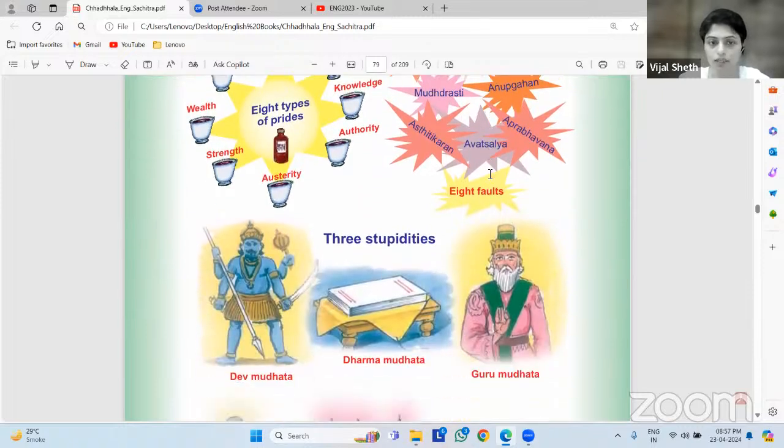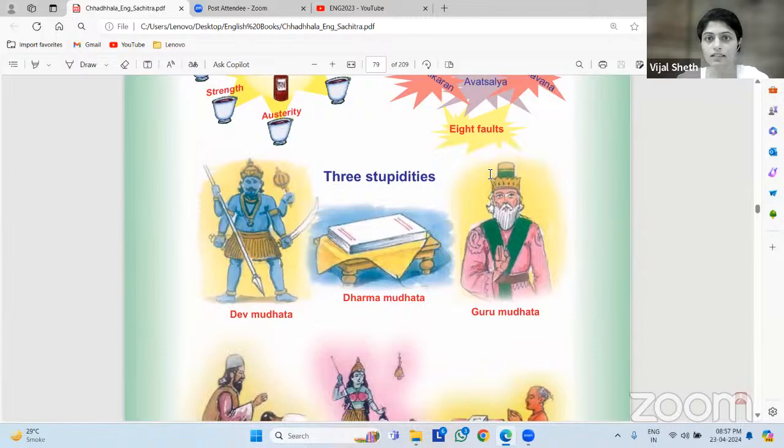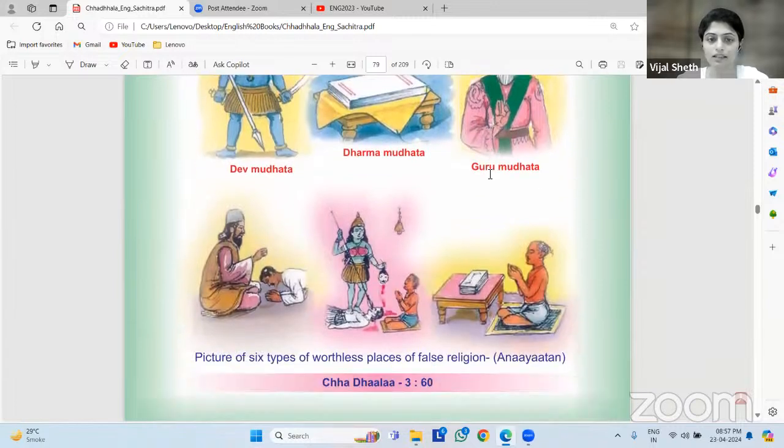Now 3 Murta, stupidities. So Dev Murta, not understanding the true swarup of God or Dev whom I should worship. So in short, worshipping Kudev. Then Dharma Murta, not knowing the true religion, worshipping religion which promotes rag, violence, and other things. And Guru Murta, not understanding the true nature of a guru or an ascetic. So these are the 3. So 8 plus 8, 16 plus 3, 19. And these are 6 Anayatan. Anayatan means what? Again, same. Kudev and his followers, Kuguru and his followers, Kudharma and his followers. Now you will notice that again and again we are coming across this Kudev, Kuguru, Kushastra.